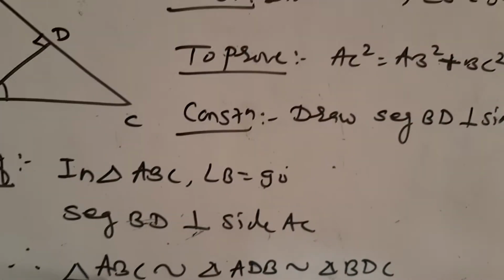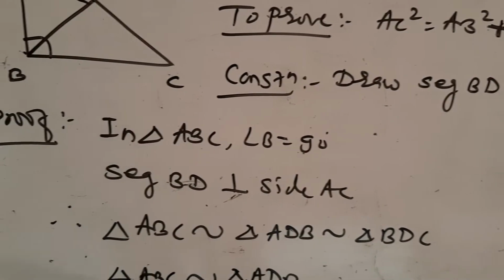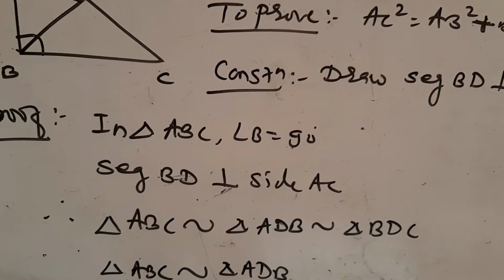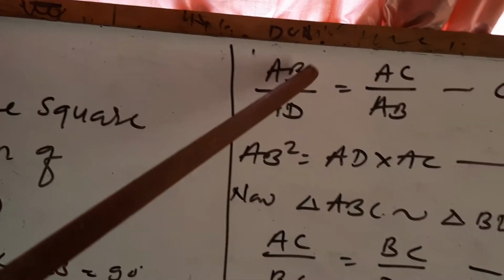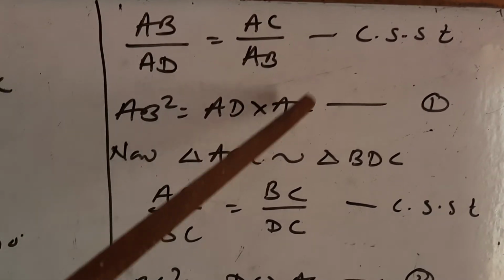Now for getting AB square, we take the two triangles which have AB, so A and B vertex. First two: triangle ABC similar to triangle ADB. After that we write the correspondence using the definition. What we get? AB by AD equals AC by AB. Now take the cross multiplication. AB square equals AD into AC.